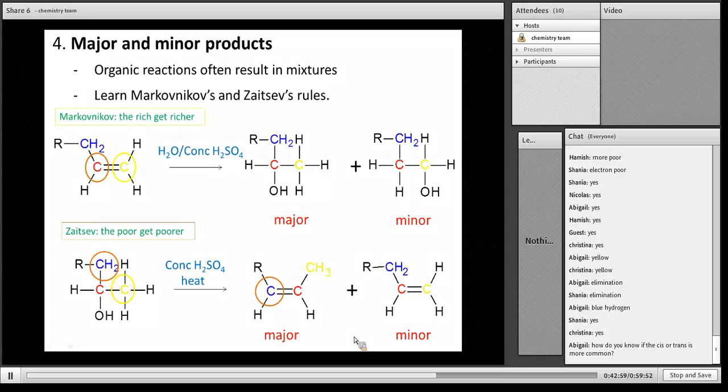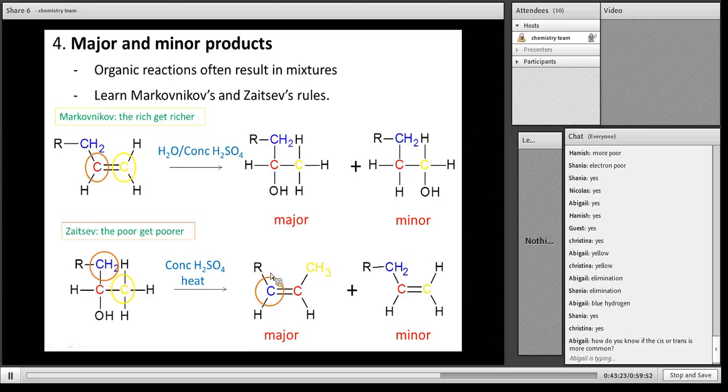How do you know if it is cis or trans? The trans in the laboratory will always be more common, and the reason is repulsion again. It's always to do with energy and repulsion. This big group has a lot of electrons around it, so the bigger the groups, the more tension and repulsion between them. So it'll try and come as far away as possible. So trans will always be more common than cis in a laboratory.